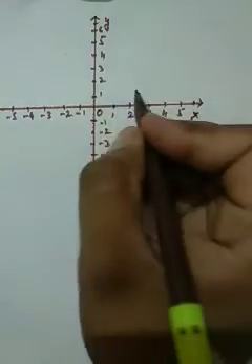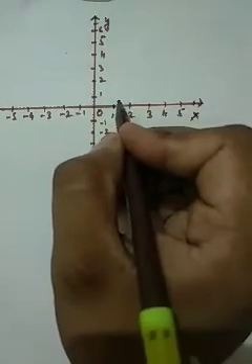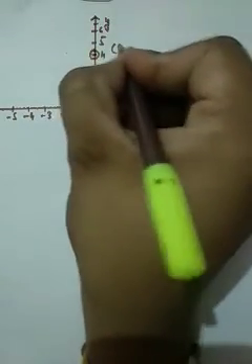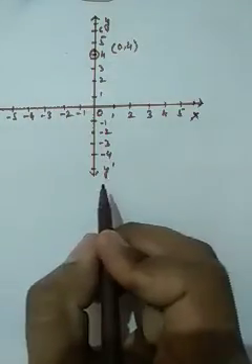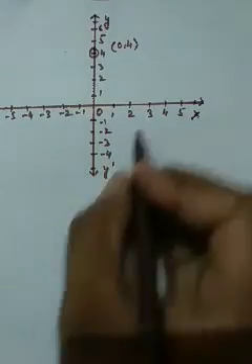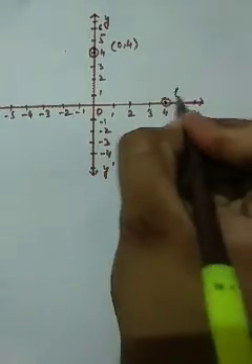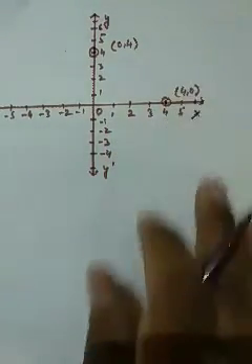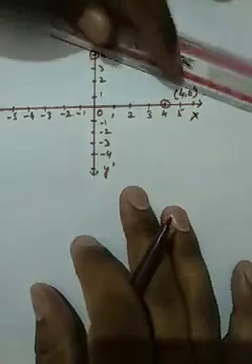And so on. Now the first point is 0, 4, means x is 0 and y is 4. This first point is 0, 4. The second point is 4, 0. This is the second point, 4, 0. So we can connect these 2 points.